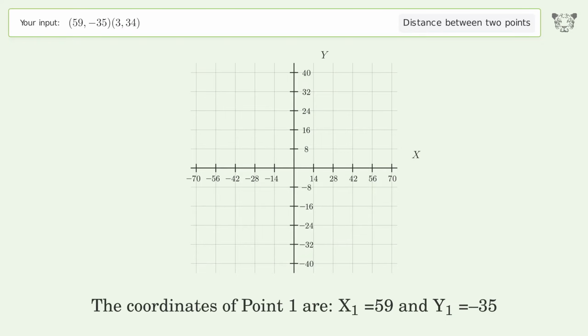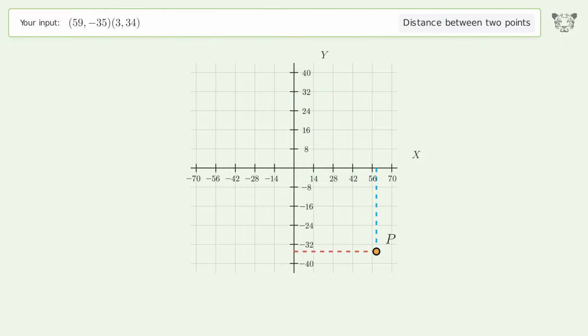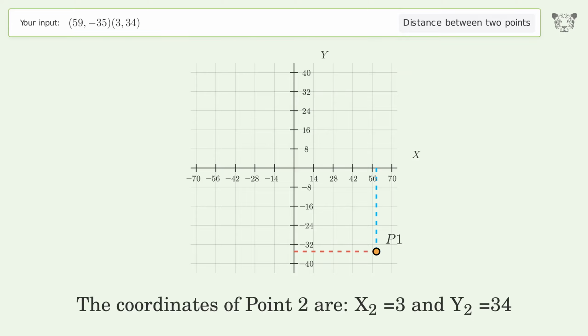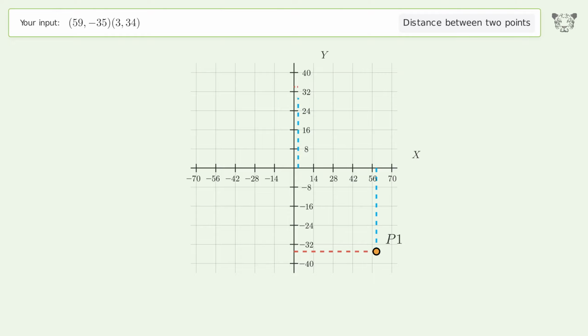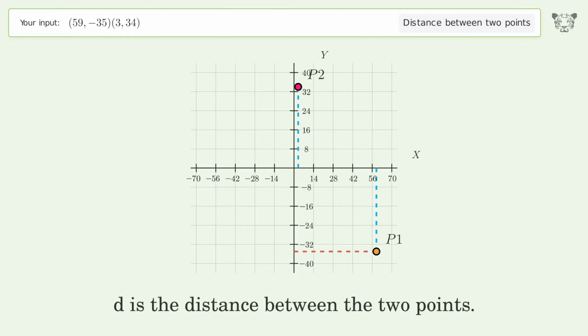The coordinates of point 1 are x1 equals 59 and y1 equals negative 35. The coordinates of point 2 are x2 equals 3 and y2 equals 34. D is the distance between the 2 points.